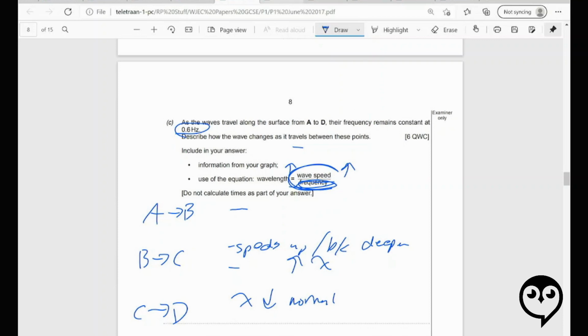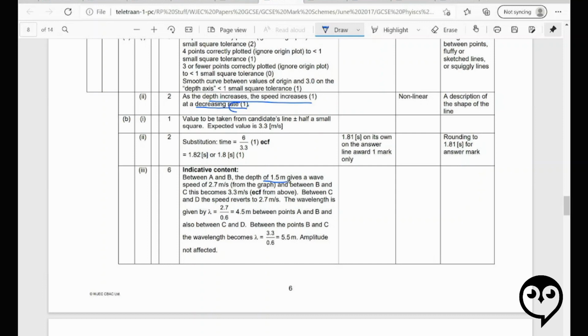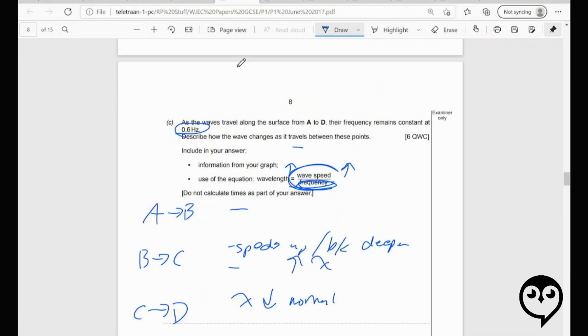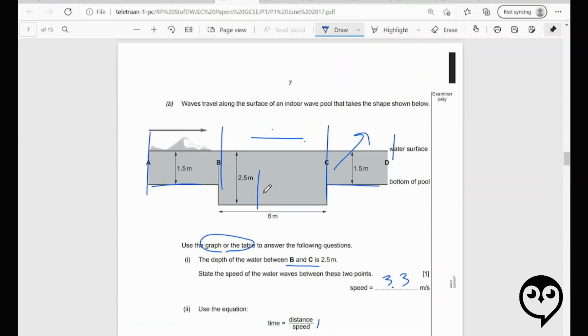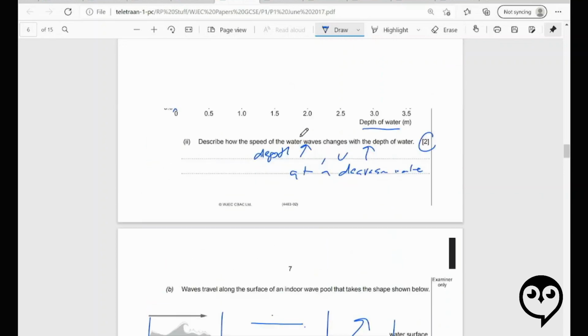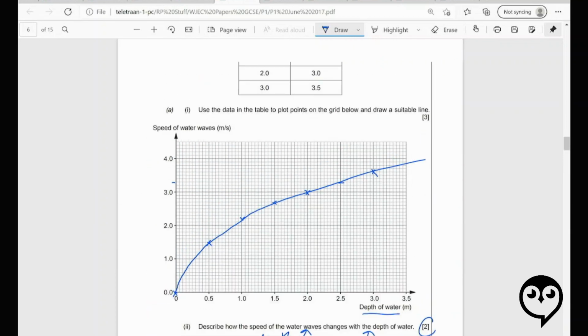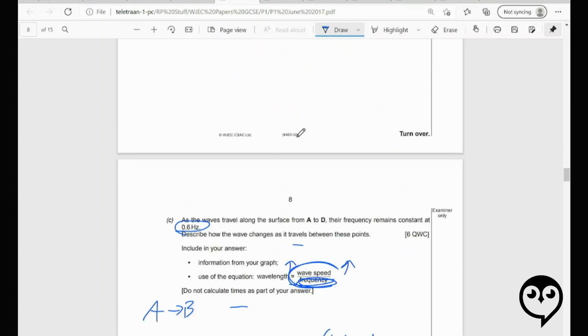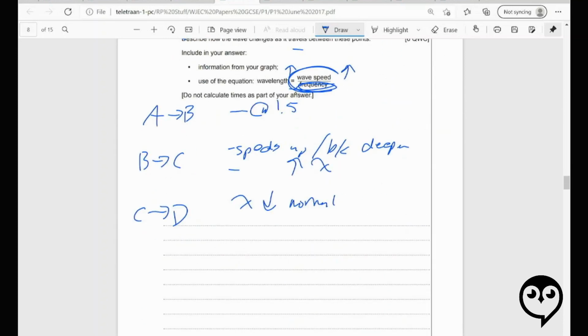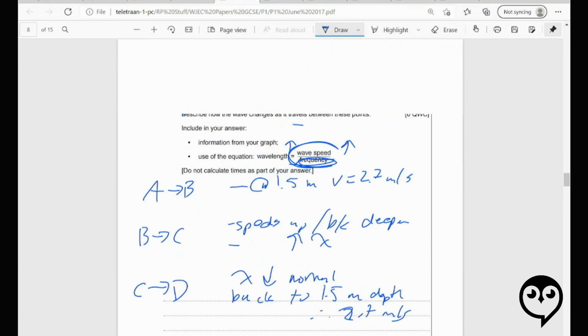Let's just take a look at what they'd be looking for here. Indicative content: between A and B, the depth of 1.5. So give as many details as you can. You know what? We could do a little more detail here, can't we? We can say, at a depth of 1.5 meters, it was 2.7, wasn't it? So at 1.5 meters, the speed was 2.7 meters per second. Okay, and we would say here, back to 1.5 meter depth, therefore 2.7 meters per second. All right, anything else?